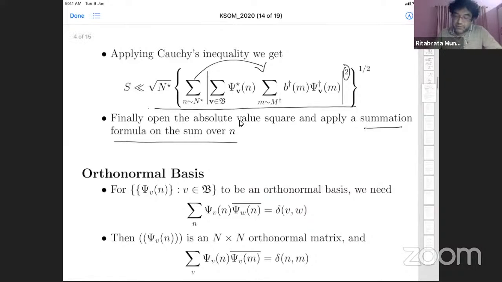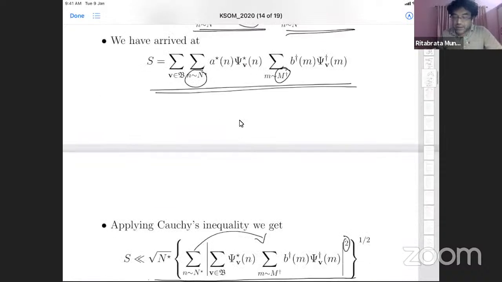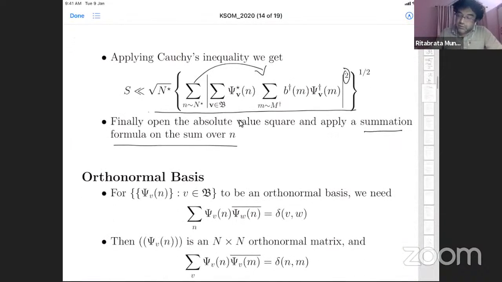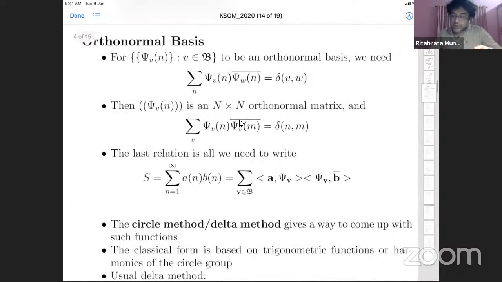So that's the recipe. I use a basis, I separate A and B using a basis, I apply summation formula for A and B separately, I come back and then apply Cauchy and open the absolute value square and apply another summation formula. Right? Okay, so now how do you get an orthonormal basis?